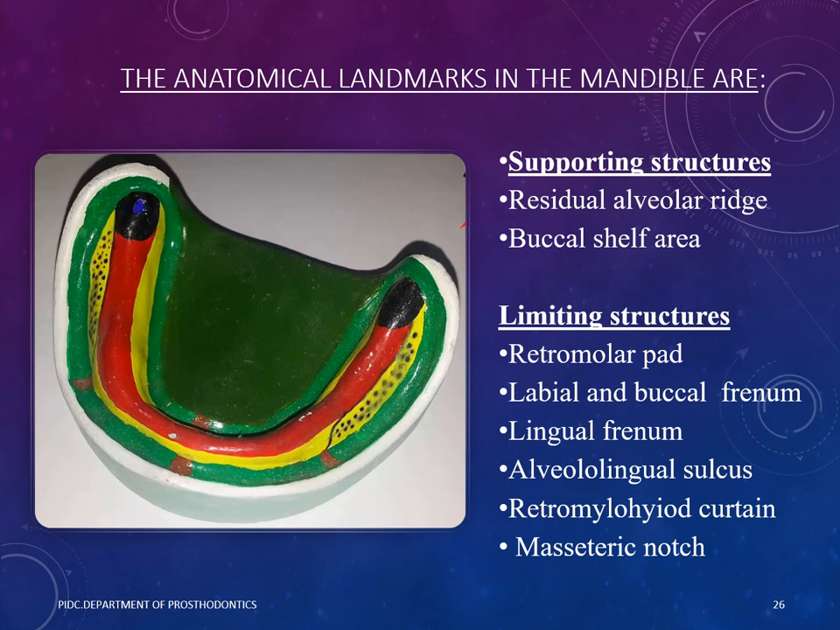Then the limiting structures: the retromolar pad area in black color, then the buccal and labial frenum, which are the orange lines in this area. Then you can see the lingual frenum, and the lighter green color is your alveolingual sulcus. In the distolingual sulcus, you see the retromylohyoid curtain and the masseteric notch.